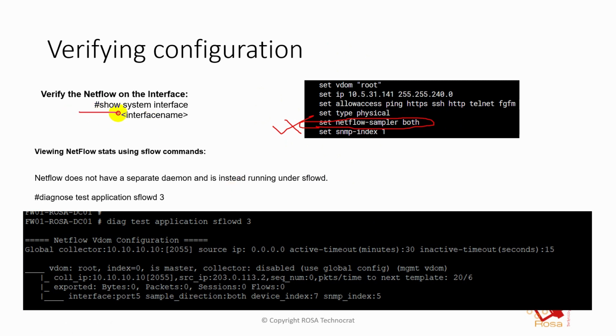So you can do source system interface and the interface name. You will be able to get this interface configuration, and you should verify that Netflow sampler is configured. The other way, or the debug way of doing it, is this command. After verifying the configuration, after checking that all parameters are correct and it is configured on the interface, we will go for these debugs.